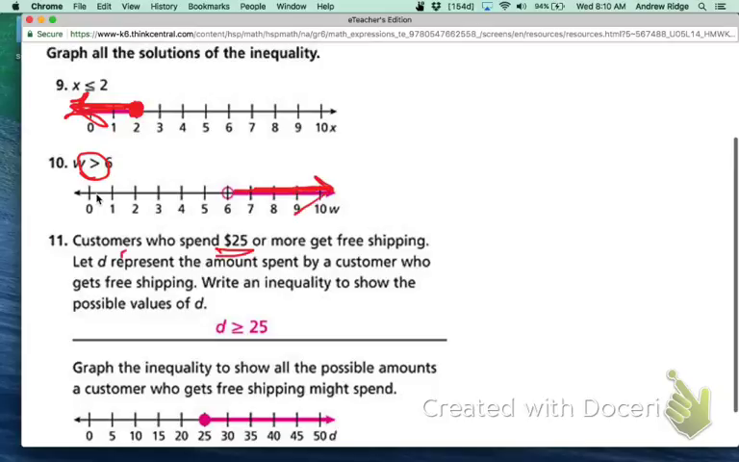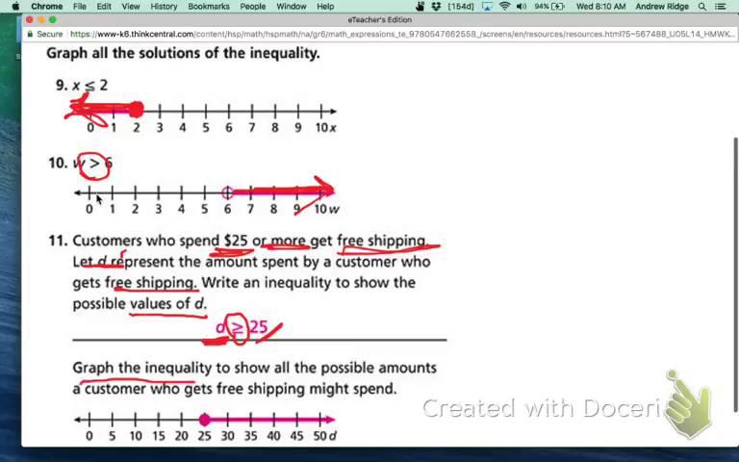Customers who spend $25 or more get free shipping. Let D represent the amount spent by a customer who gets free shipping. Write an inequality to show the possible values of D. Okay, here we have D, and as long as it's $25 or more, so that's D equal to or greater than 25, right? So any number D, equal to or greater than 25, gets free shipping.